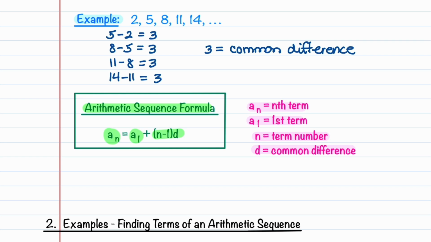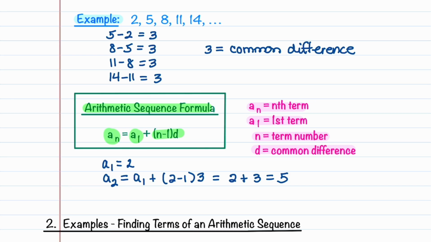The first term in our sequence was 2, so we can say that a1 is equal to 2. And then we can use our formula to find the second term. a2 is going to be a1 plus n minus 1 times our common difference, which is 3. So we write 2 minus 1 times 3. This is equal to a1, which is 2, plus 3, which is 5.